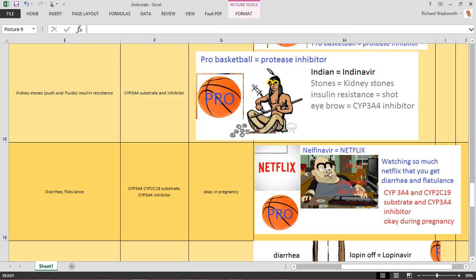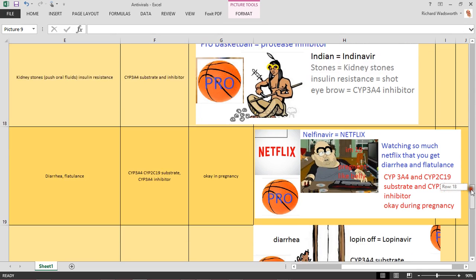3A4 and 2C19. That's why I put the 19 there, because of 2C19. And substrate and inhibitor. Yep. Okay, so here's the 3, his eyebrows. And this guy is not ever going to be a pro basketball player because he's watching too many Netflix. But he does like to watch pro basketball on his Netflix. So remember that it's a protease inhibitor.